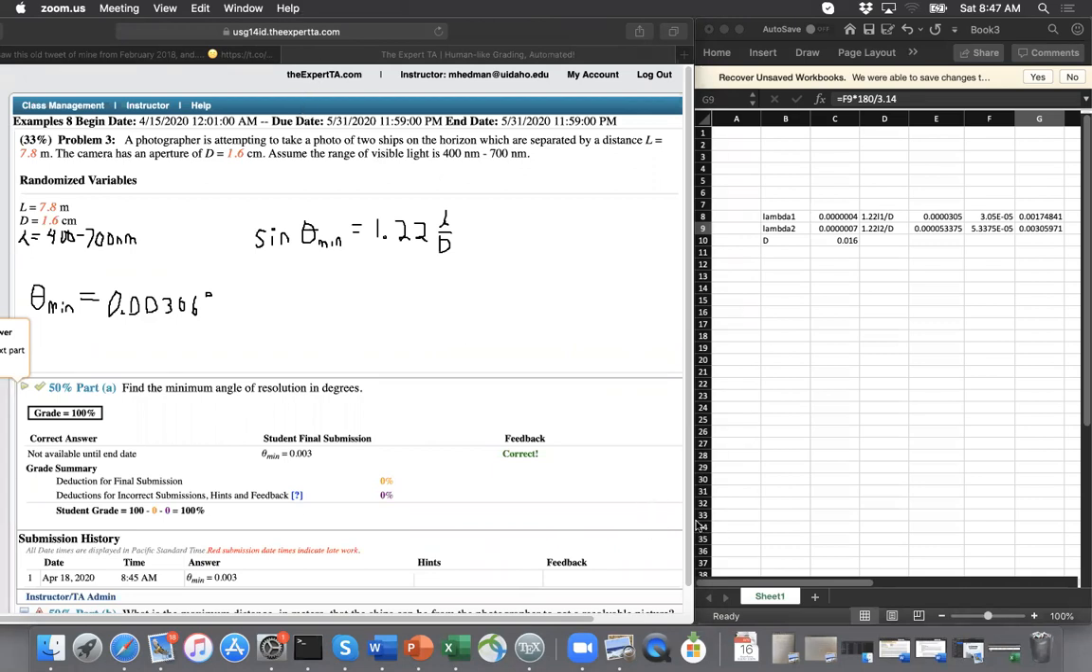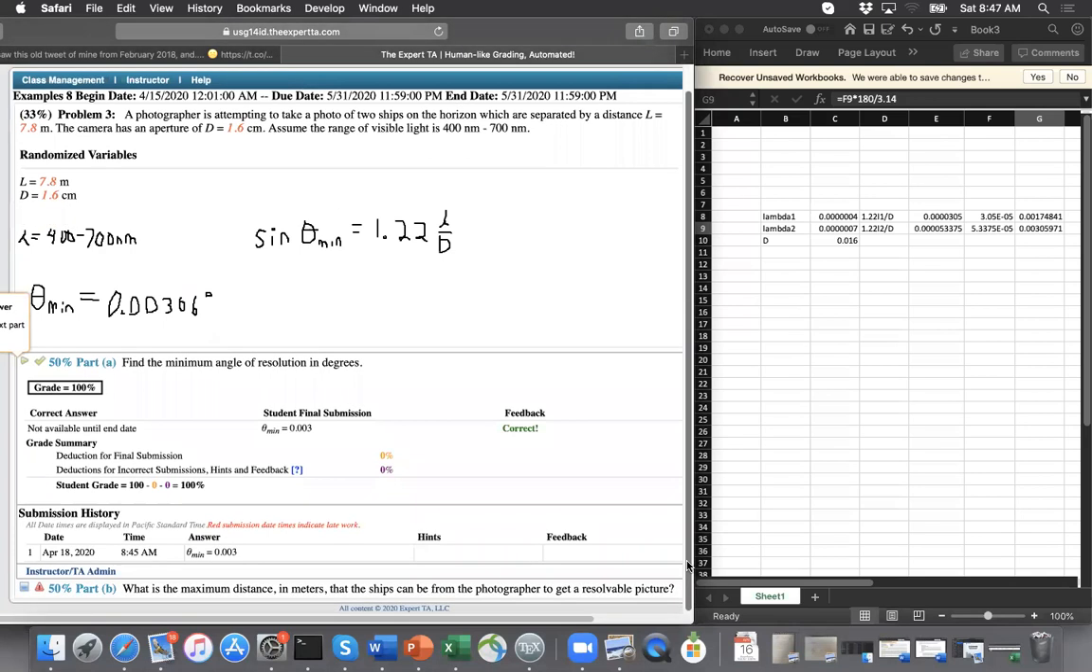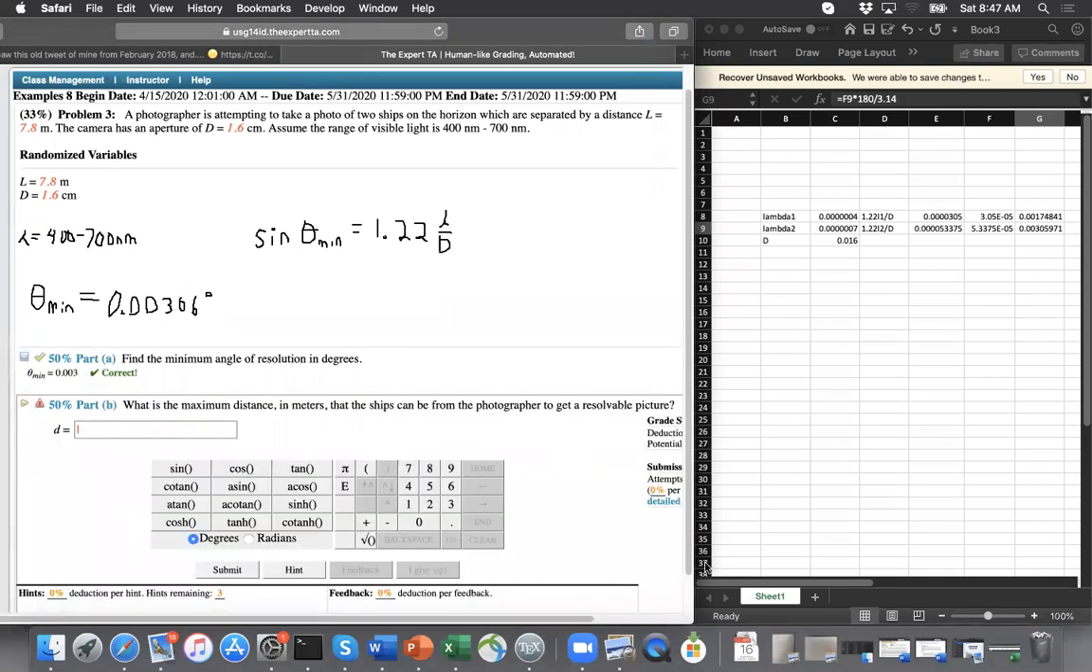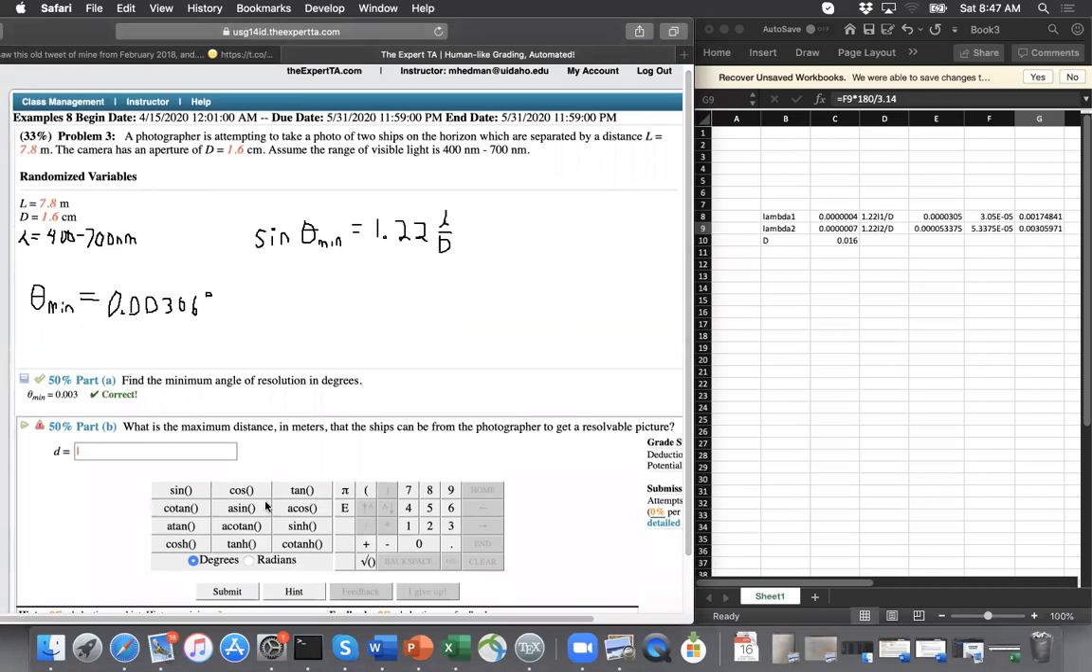Okay, fine. That's good to know, but that's not the whole problem. We also have this bit, which we'll now expand, where we're told, what is the maximum distance in meters that the ship can be from the photographer to get a resolvable picture? Again, this is a kind of vague statement. What it means is, what is the maximum distance that the ships can be from the photographer to be able to see the two ships are not one ship? You know, if you want a picture with two dark blobs on the horizon instead of one dark blob, that's your aesthetic choice. But that's what this particular problem is asking.